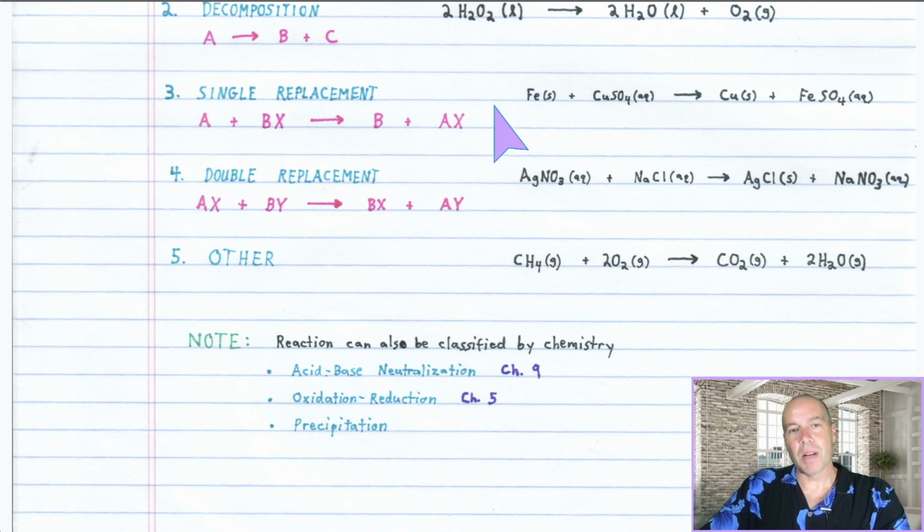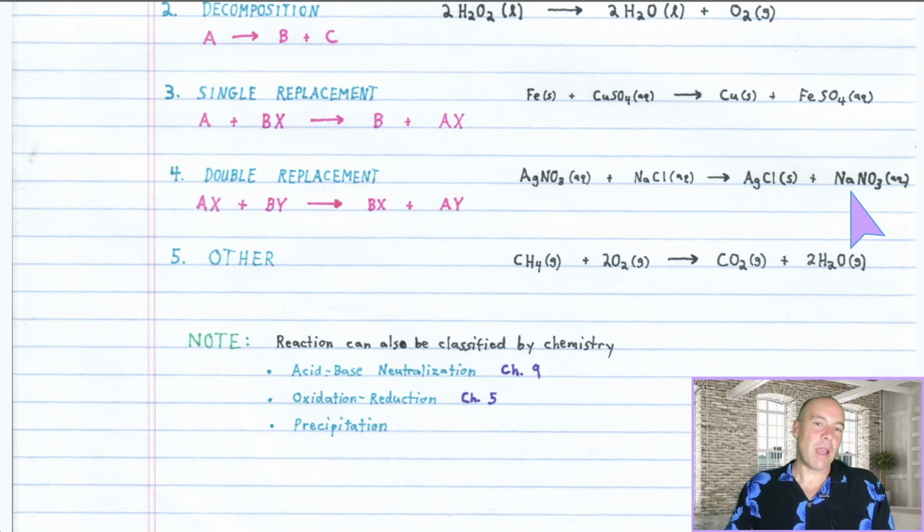You can also classify them based on their chemistry. And in Chapter 9, we will talk about acid-base neutralization reactions. In this chapter, we touch on oxidation-reduction reactions. We do that in the next video. There are also precipitation reactions where solids form out of solution. Okay, so that's this one right here. This is a precipitation reaction. So this is not only a double replacement reaction, but by chemistry, we can call this a precipitation reaction.